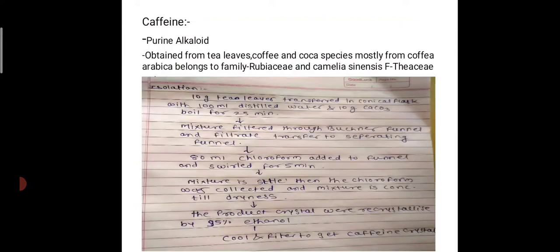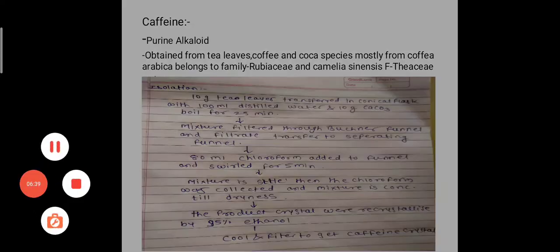Then the second compound, that is caffeine. Caffeine is a purine alkaloid and it is obtained from tea leaves, coffee, and also from cocoa species. Mostly it is obtained from Coffea arabica, which belongs to family Rubiaceae, and Camellia sinensis, which belongs to family Theaceae.